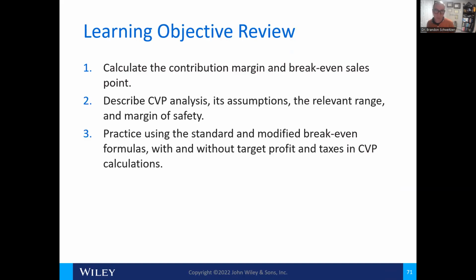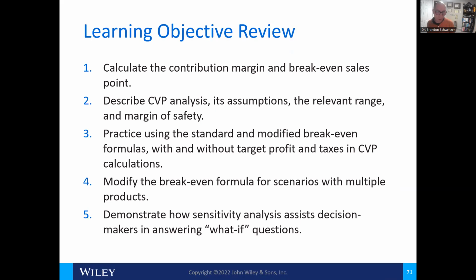So based off of what you've learned today, it's important to understand the concepts of break even, because all businesses ultimately need to at least break even in order to survive.